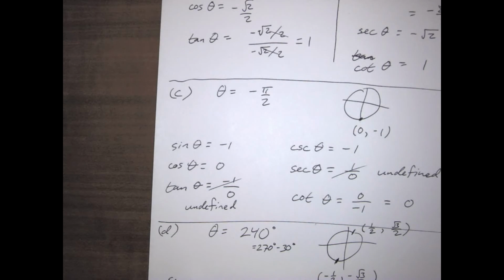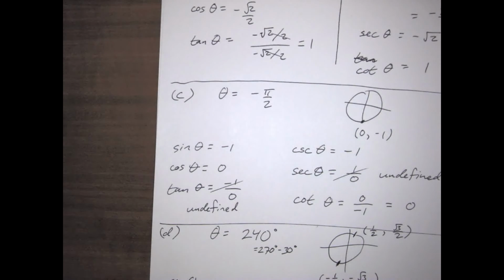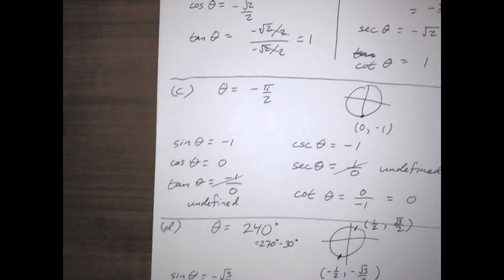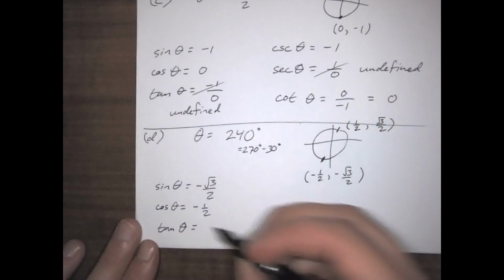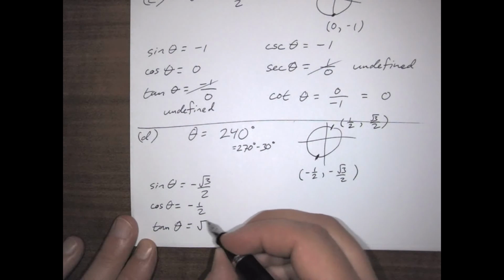So let's start with sine theta. Actually we did these exactly, except now they're negative. So sine theta is negative root 3 over 2. Cosine theta is equal to negative 1/2. Tan theta: before it was root 3 over 2 over 1/2. Here it's negative over negative, which is just going to be the same thing. So this is equal to just root 3.